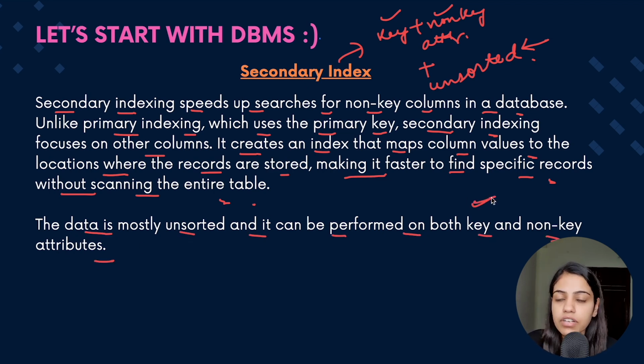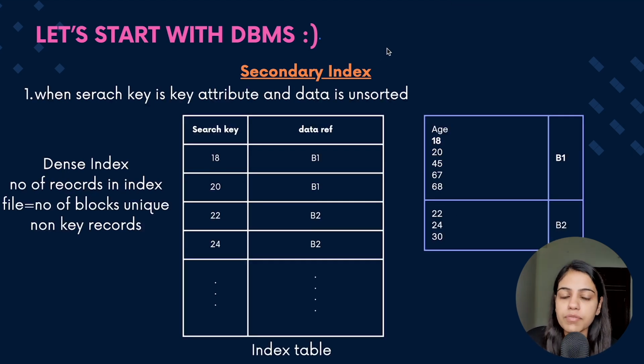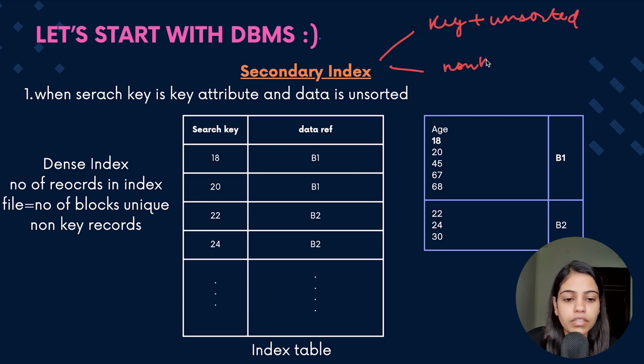Now here, key attribute doesn't only mean the primary key. There are multiple keys present in our table. Consider primary key, candidate key, super key. So don't ever consider that if there is a key attribute, it is always a primary key. It can be other attributes as well which hold unique values because of which we can find some data. Now the secondary index has two cases. Case one is when the search key is a key attribute and data is unsorted, and second is when the search key is a non-key attribute and the data is also unsorted.